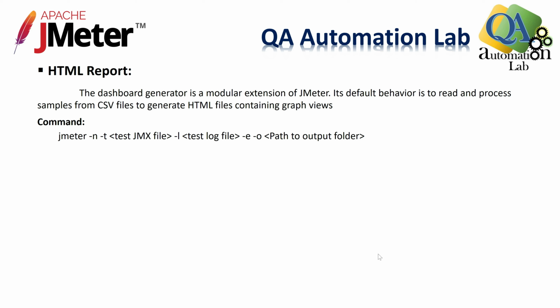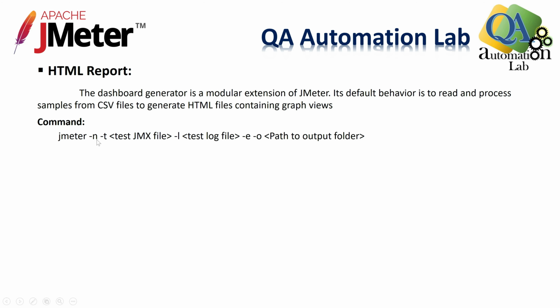The next one is HTML report. The dashboard generator is a modular extension of JMeter. Its default behavior is to read and process samples from CSV files to generate HTML files containing graph views. For HTML report, this is the command line we are going to use.